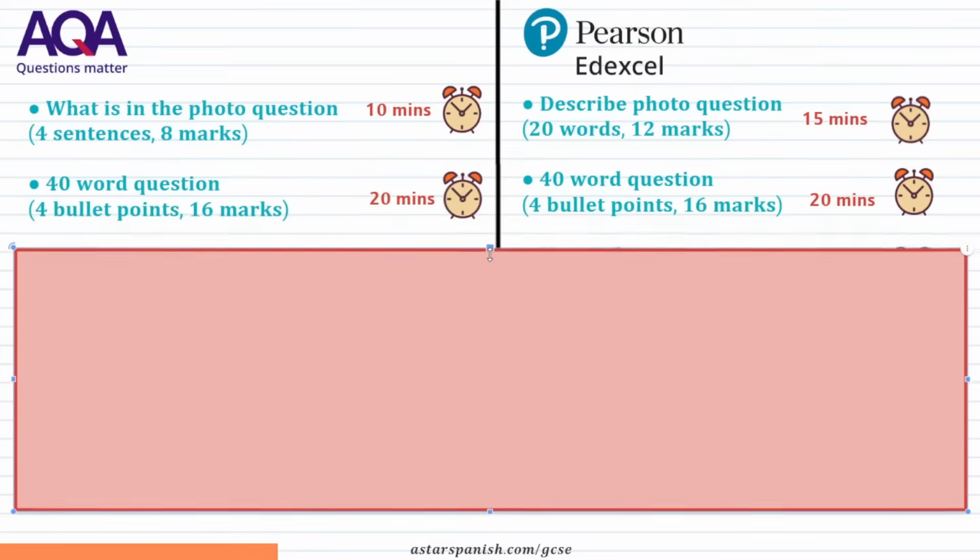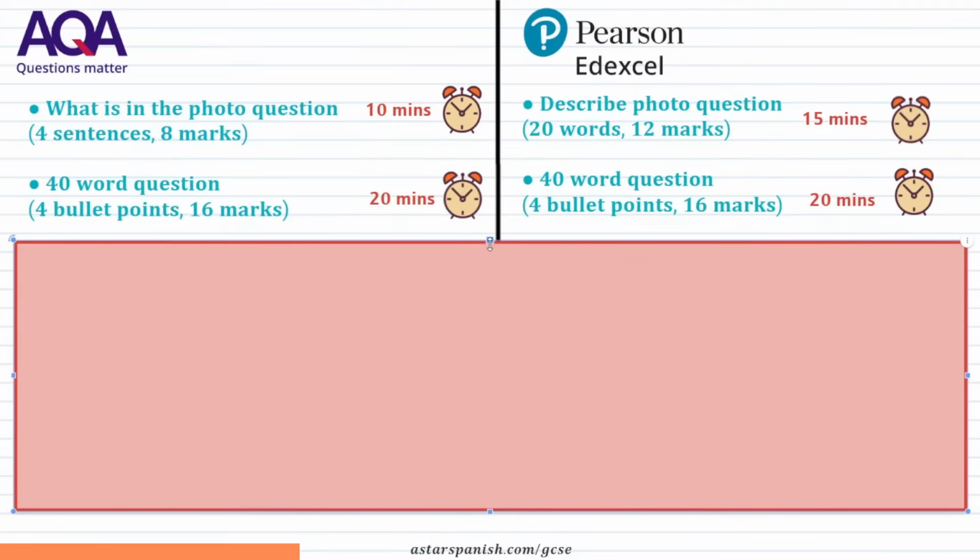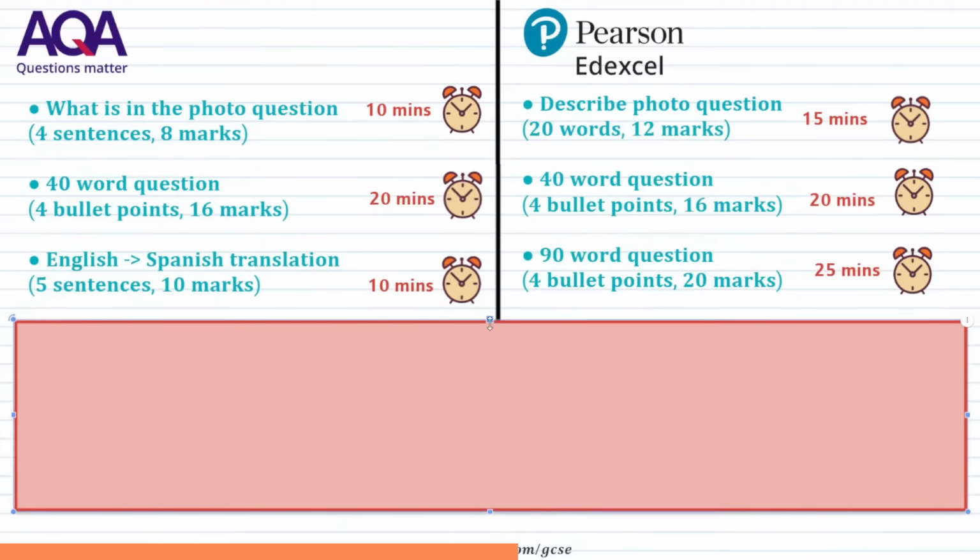Question 2 is a 40-word writing question worth 16 marks. This question sort of builds you up for the longer 90-word writing question later on in the paper. I would recommend spending 20 minutes on question 2, and for this one, some sort of planning is ideal. Later on in the video, I will go through an example for each question and show you what a good response looks like. Question 3 for AQA is a translation question, where you have 5 sentences in English that you need to translate into Spanish. It's 10 marks in total, so 10 minutes is plenty of time for this.